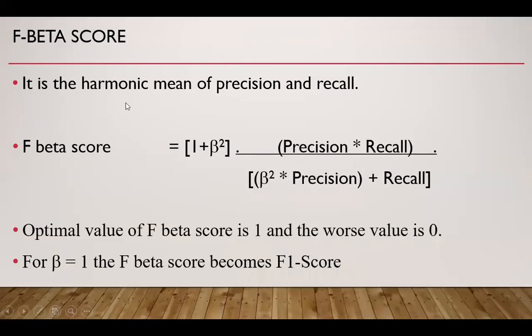Now there is a metric which has the advantage of both precision and recall. So it is harmonic mean of precision and recall. It is given by this formula. The optimal value of F beta score is 1 and the worst value is 0. If beta is set to 1, then F beta score becomes F1 score.